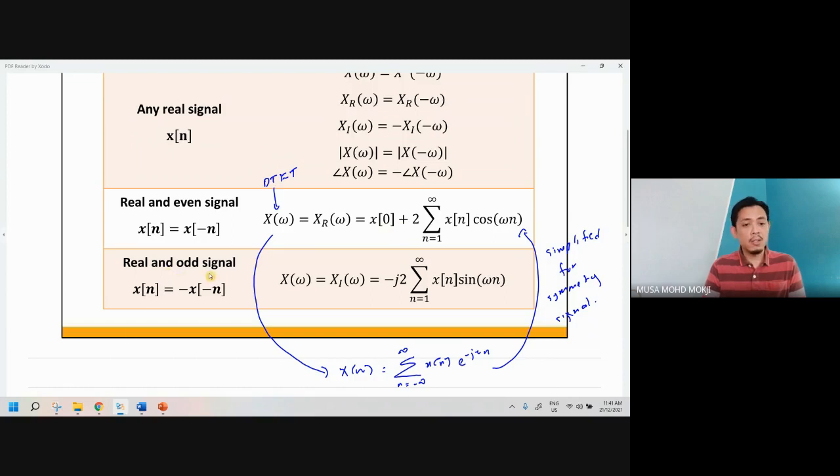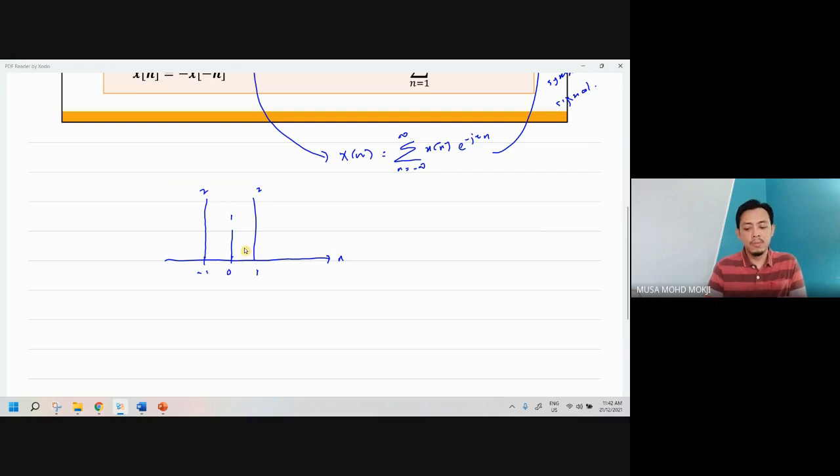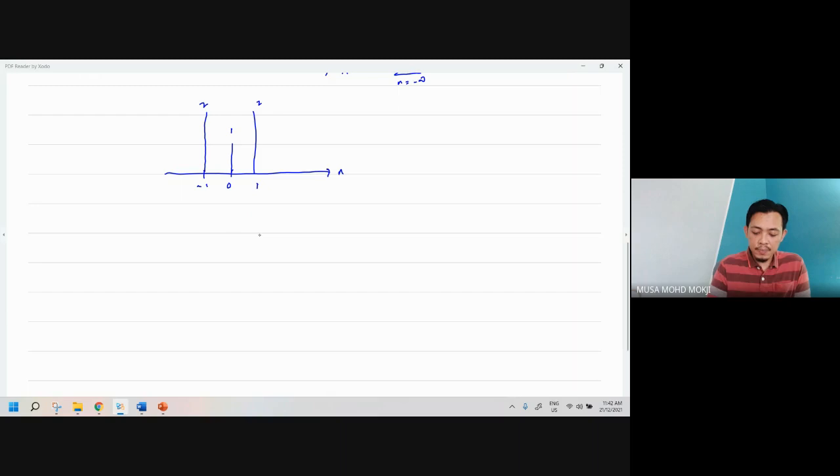If your signal or system is an odd signal, let's see. This is an example of an even signal. Let's say you have at 0, this is n, this is 1. Let's say you have 2 at n equals 1. So you should have another one here, which is equal to 2 also. So this is what we call an even signal or system. But if you have odd, you should have, let's say, 0.